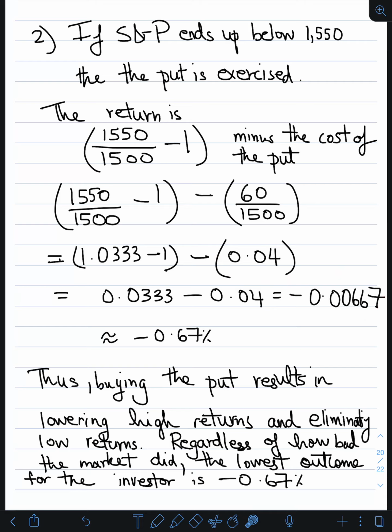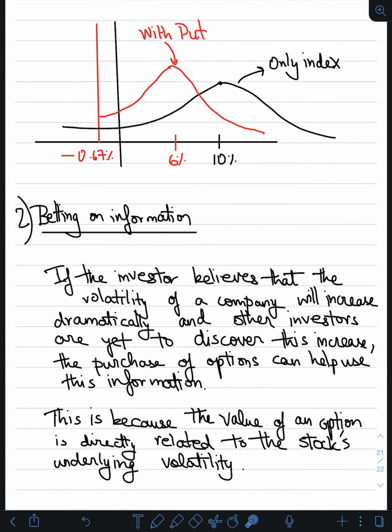So buying the put now results in us lowering our high returns. We've restricted our high returns, but we've also restricted our low returns to being cut off at minus 0.67%. No matter what the stock price does, the worst outcome we could have is minus 0.67%. So take a look at it in this plot. This was our original curve where we had an average of 10%. And remember, these curves are normal.